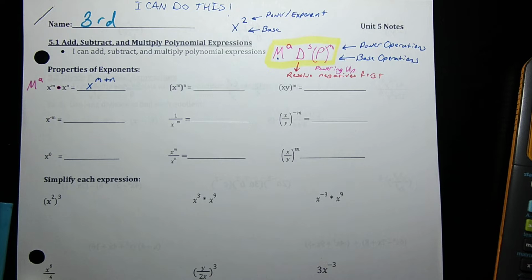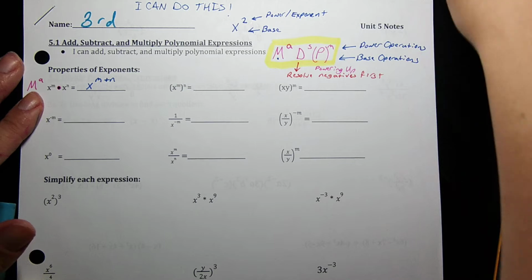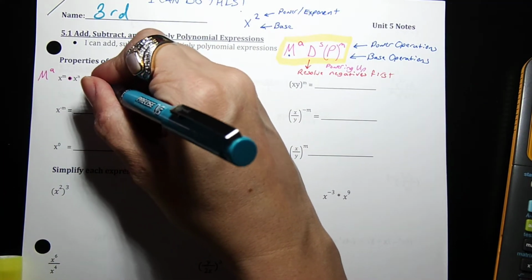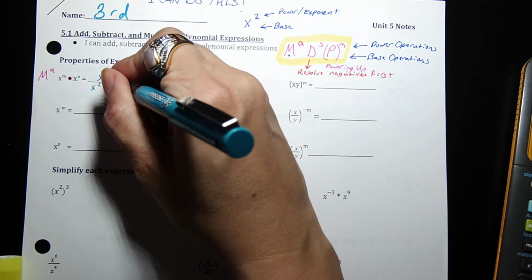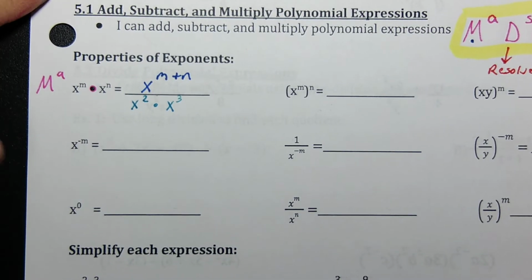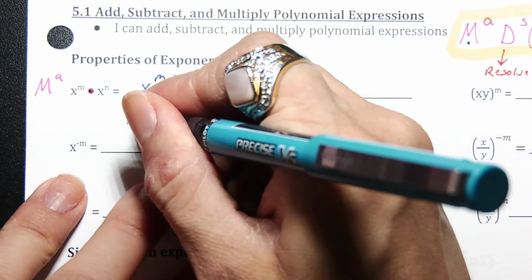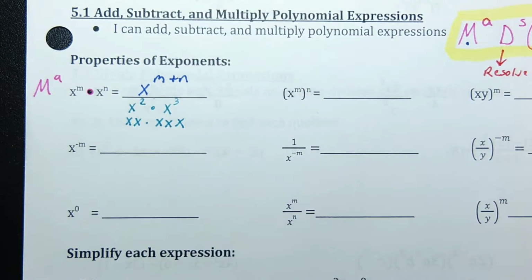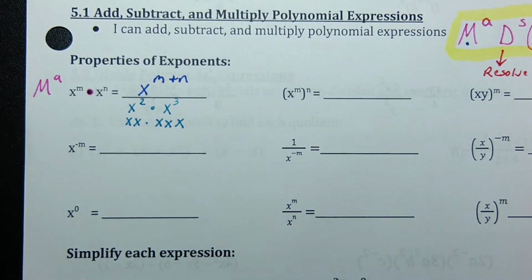Now, I don't know about you, but I really don't like those examples that have all variables in them. So we're going to see what this looks like using some actual numbers. So let's try x squared times x cubed. So if I had x squared times x cubed, I could expand that to be x times x times x times x times x. How many times am I multiplying that x times itself? 5 times.